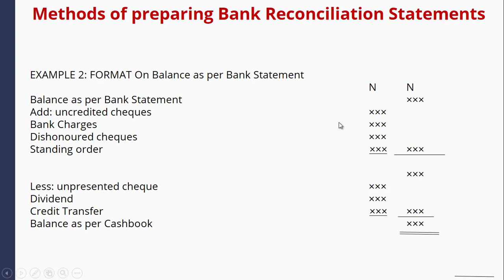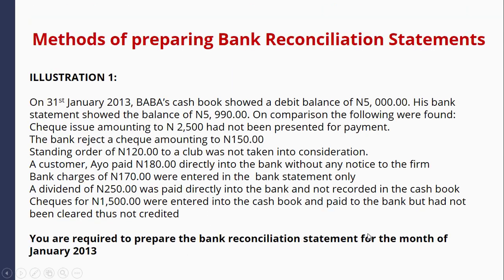So all the things deducted from the cash book balance will be added here, like uncredited checks, credit transfer, bank charges, dishonored checks, standing order. You add them to the balance as per bank statement. Then you less unpresented checks, dividend, credit transfer. Then you have the balance as per cash book. Let's look at this illustration.